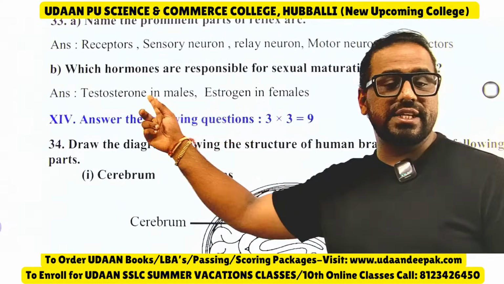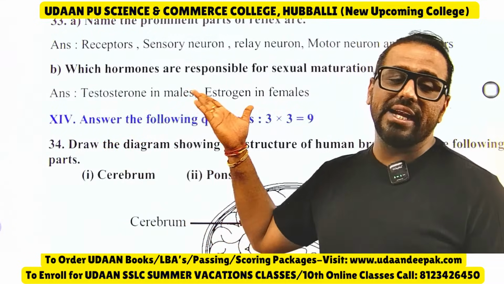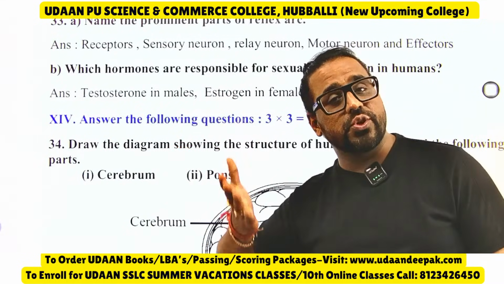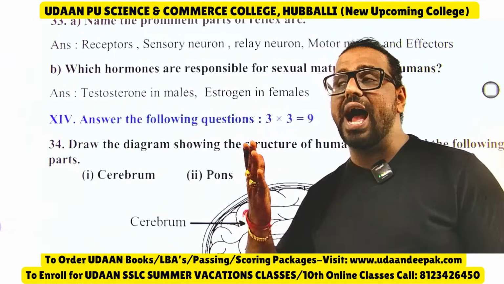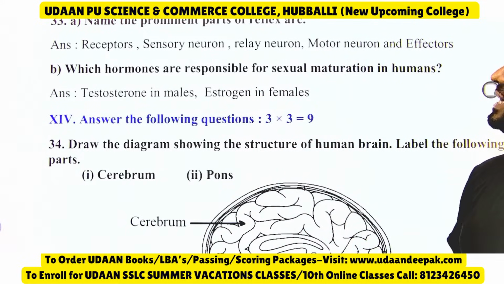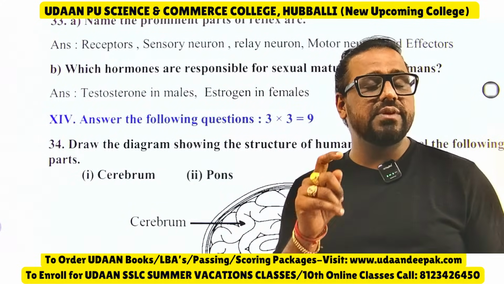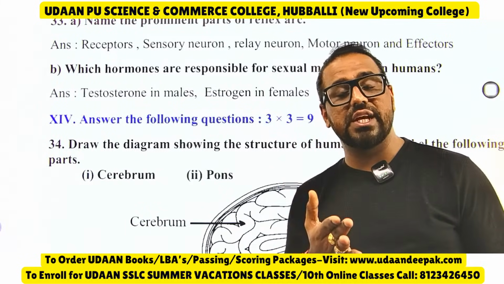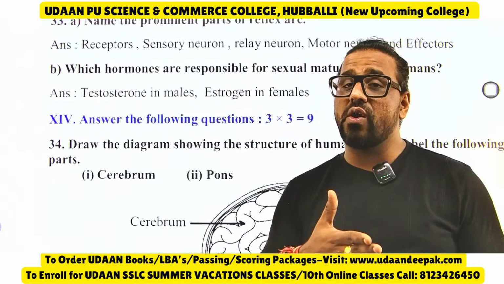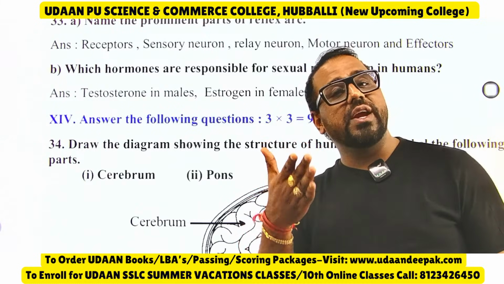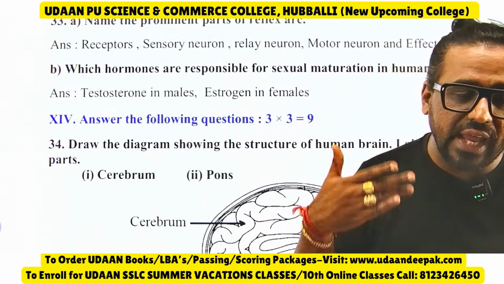Then, which hormones are responsible for sexual maturation in humans? In males there is a hormone called testosterone, and in females there is a hormone called estrogen. So estrogen in females and testosterone in males are responsible for sexual maturation. That stage we call puberty or adolescence.